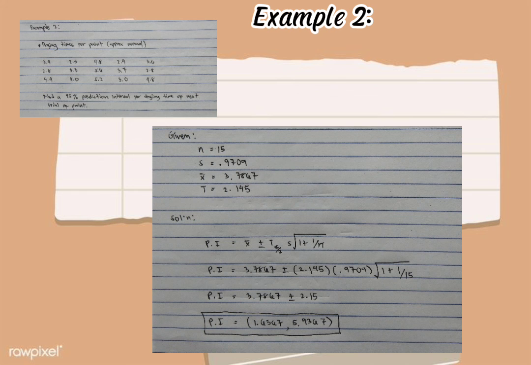So, you just simplify. 3.7867 plus or minus, you multiply 2.145 times 0.9709 times square root of 1 plus 1 over 15. And the result that comes out is 2.15. Then after that, when you solve this, the answer is that the prediction interval is equal to 1.6367 and 5.9367. And that's how we can get the prediction interval of a problem.